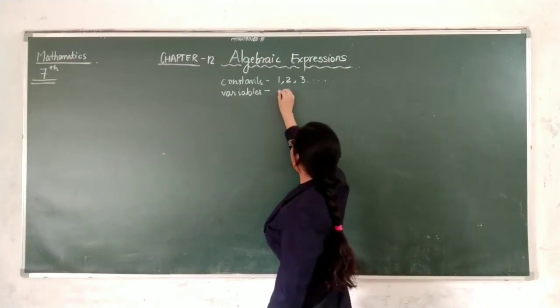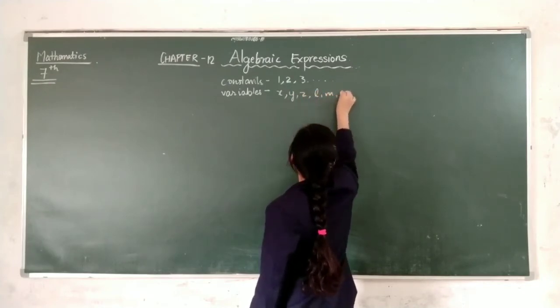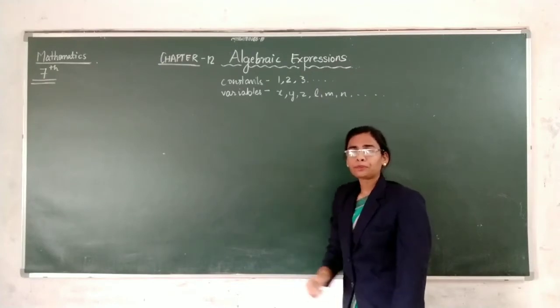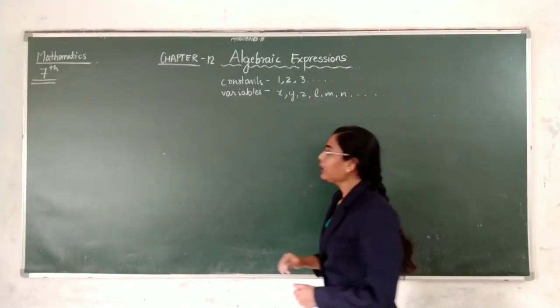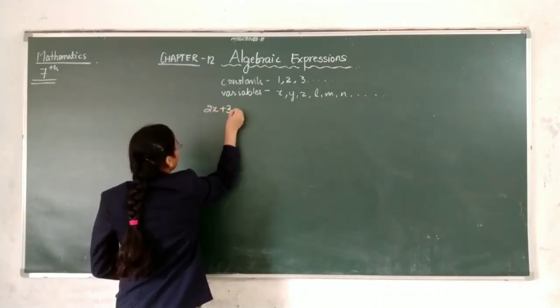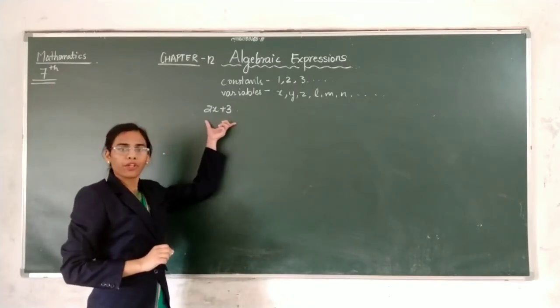variables. We usually take the small letters x, y, z, l, m, n and so on for denoting a variable. Now let us see what is an expression. Suppose students, if I write 2x plus 3. So this 2x plus 3 is an algebraic expression.